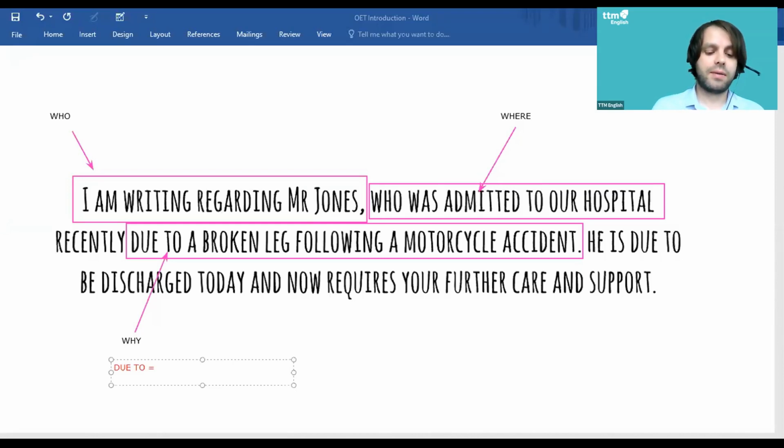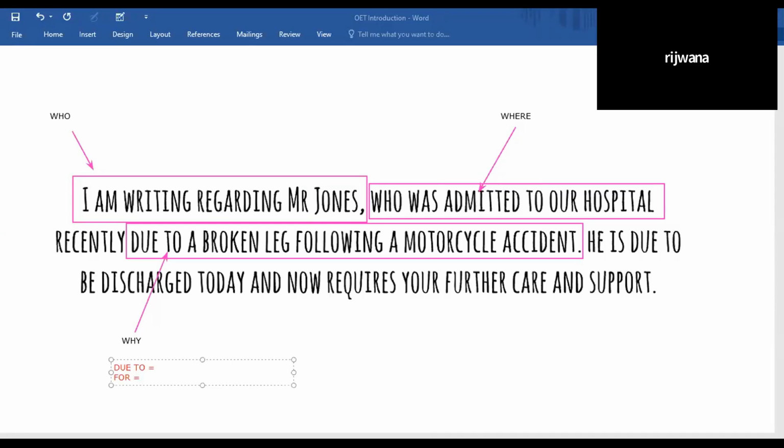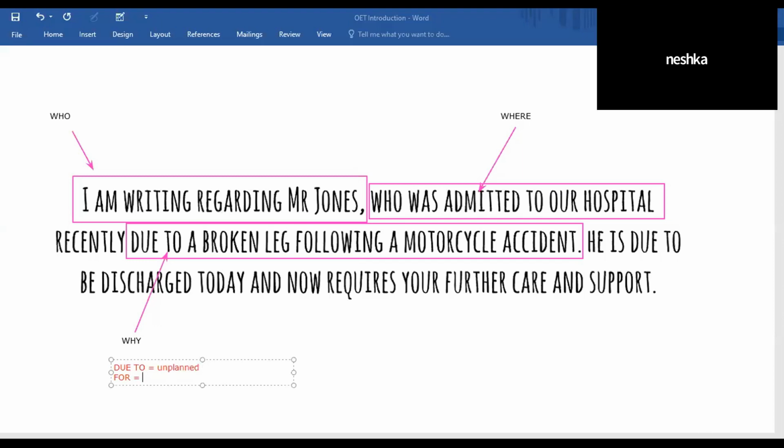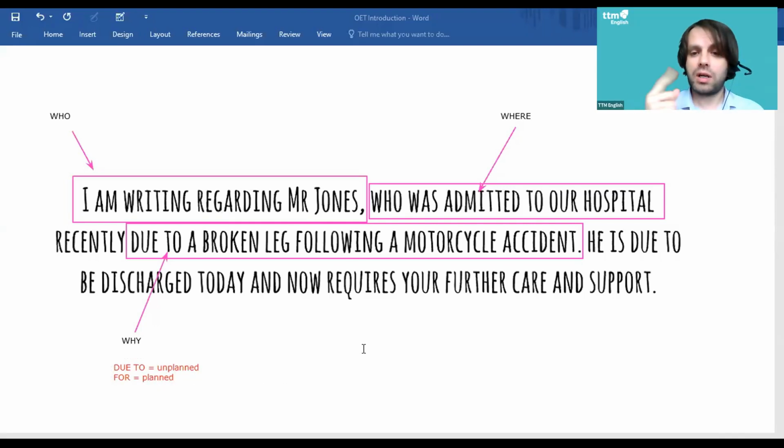We use due for unexpected things. Unexpected, yes. Unplanned things. Thank you, Neshka. And for planned, something planned. Good. So let's imagine then that this was not, I mean, no one plans a broken leg, do they? But let's imagine instead that it was hip surgery.